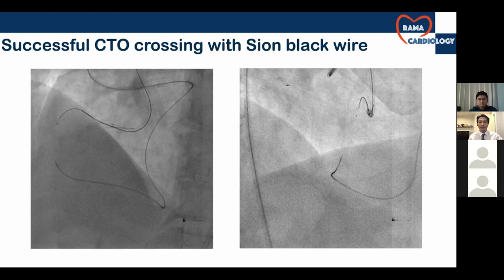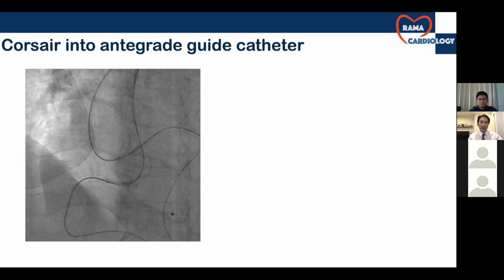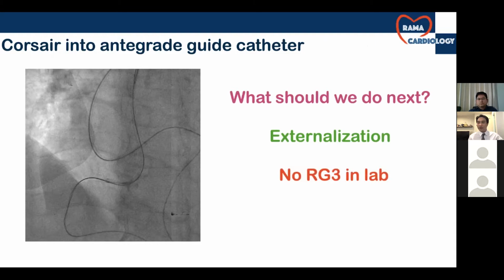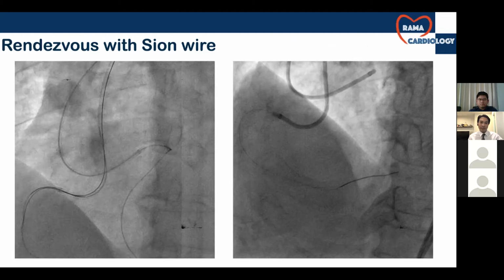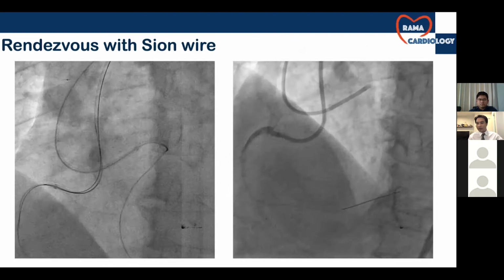Using the tapping balloon technique, I can advance the corset to the anticoagulant guide catheter. What should we do next? Externalization. At the lab, we don't have an IT3 wire, so we try to do a rendezvous technique. For the rendezvous, I use the Xiong wire that we use for the septal crossing, and I can manage to put the Xiong wire into the retrograde corset. And after that, we remove the retrograde corset and we do the IVUS.